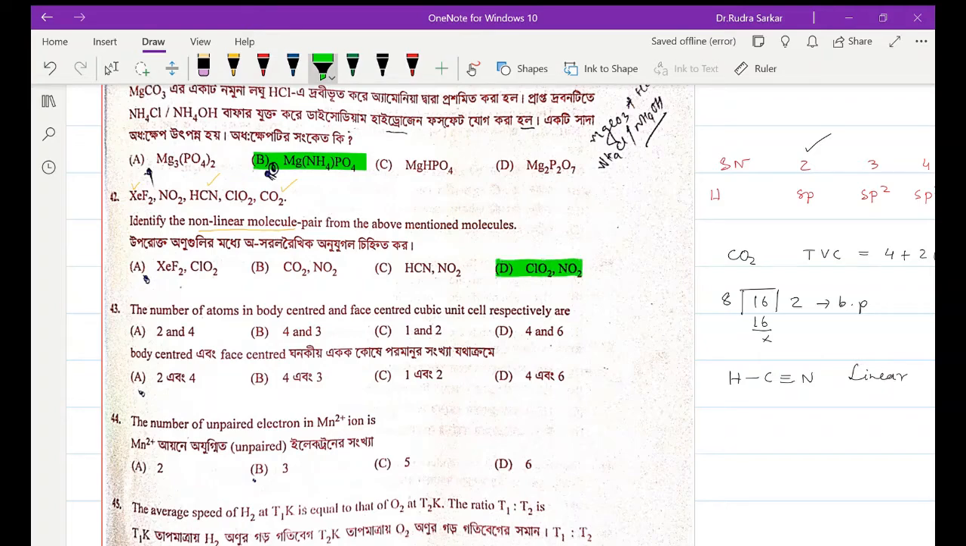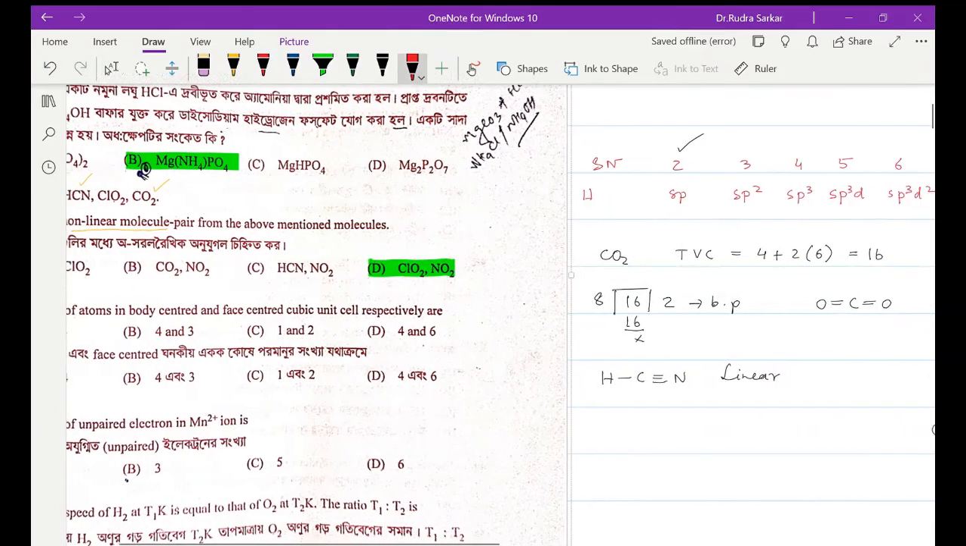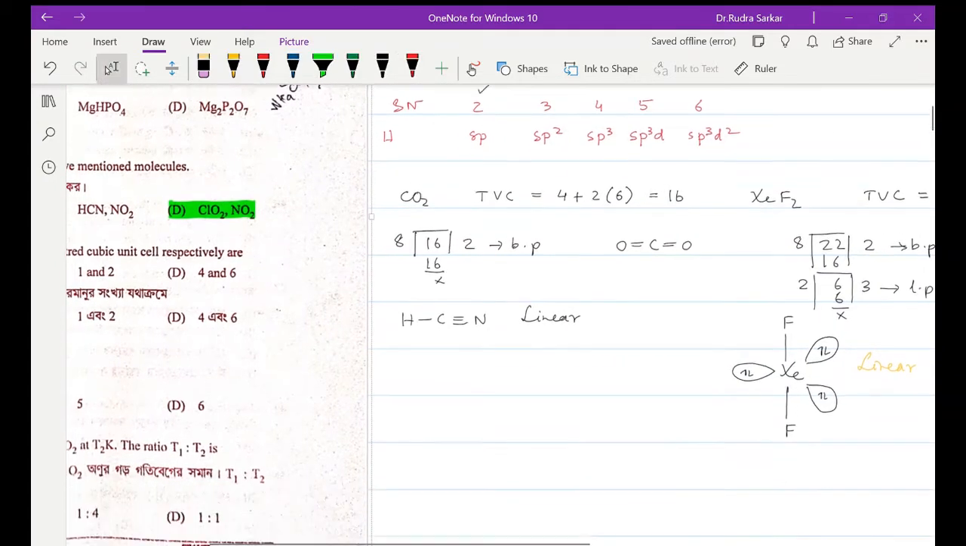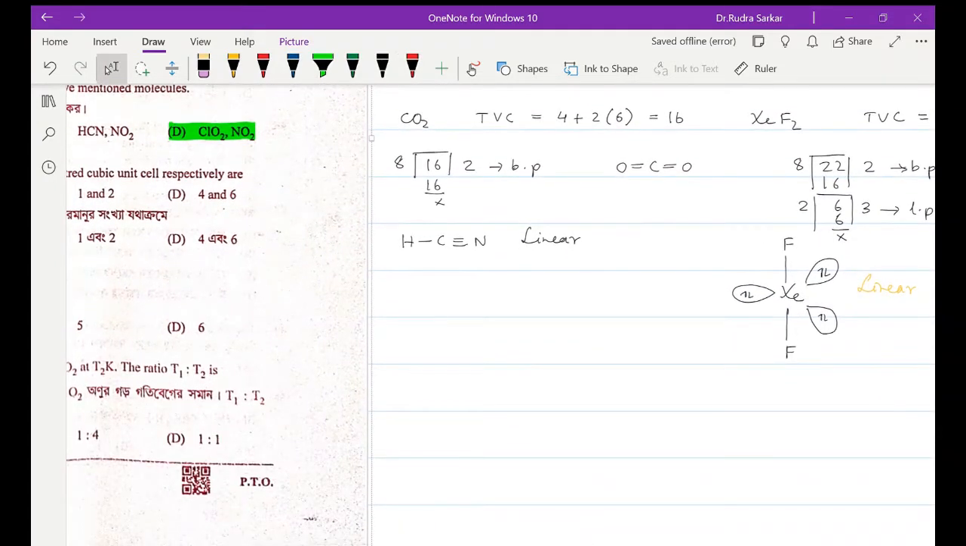Even if you want to know the shape of these molecules, again that can be found out using VSEPR. So for NO2, this is the shape, and for ClO2 also, which is again an odd electron molecule, that is the shape.